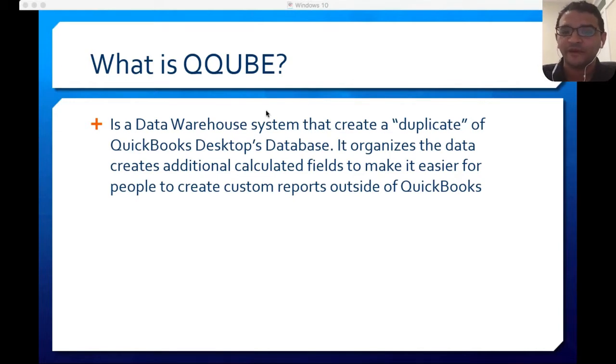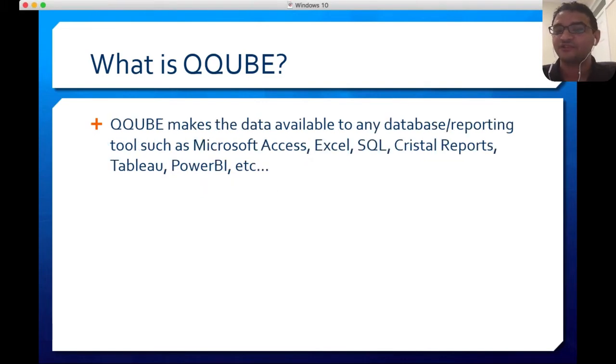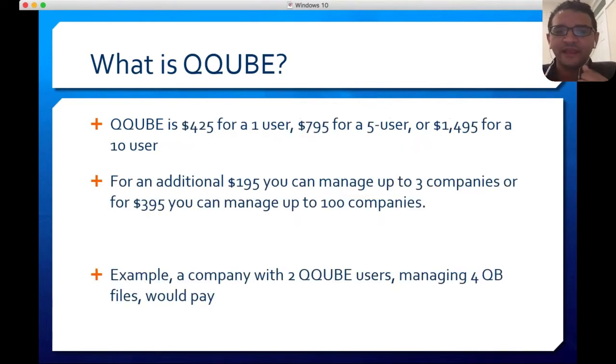So some of the systems often associated with building reports outside of QuickBooks are Microsoft Access, obviously Excel, SQL, Crystal Reports, Crystal with a Y, I apologize for the misspelling, Tableau, and obviously Power BI, which is what we're going to showcase. So QQube is a tool that takes the QuickBooks data outside of QuickBooks and displays it and organizes it in a meaningful way, hopefully so the user or creator of these custom reports can use that data, can pivot it, can group it, can make graphs with it, and so forth.